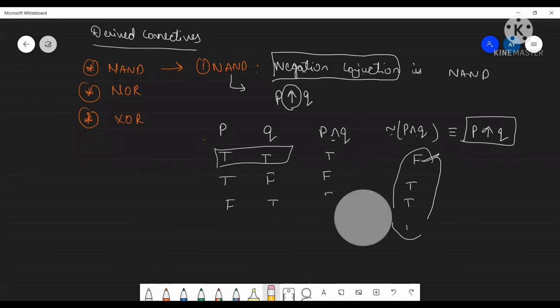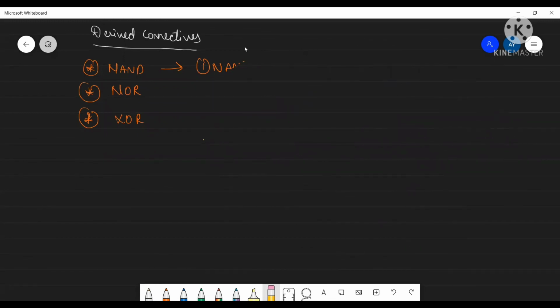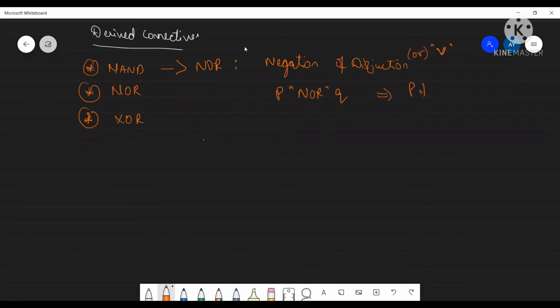Now coming to NOR. If NAND is the negation of conjunction, what will NOR be? NOR will be the negation of disjunction. How is disjunction denoted? It is denoted as OR, and it is written like this, right? So NOR of P and Q is denoted by the down arrow.